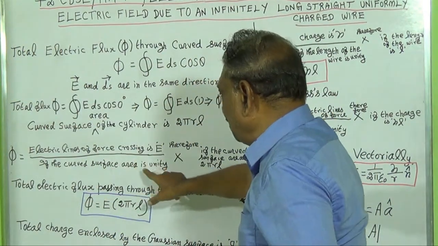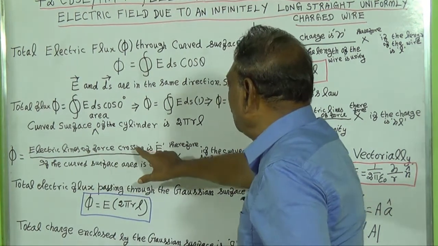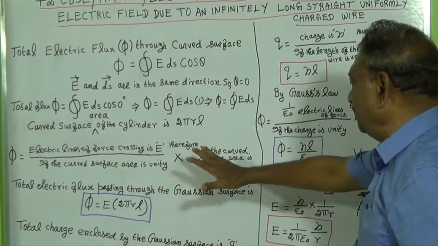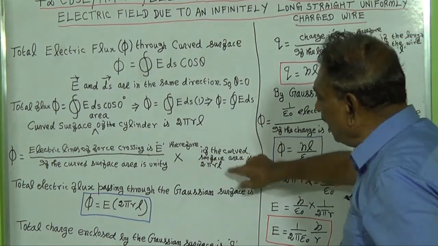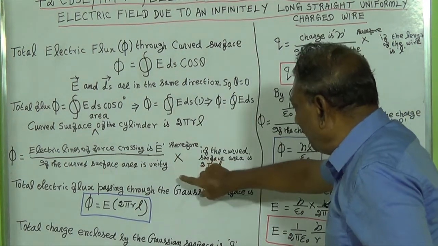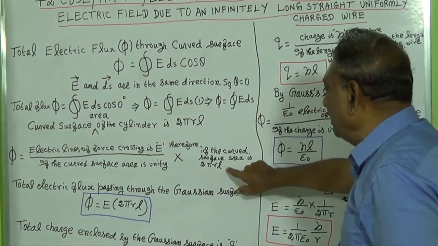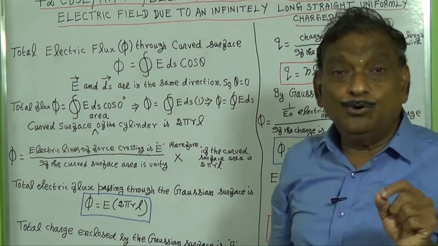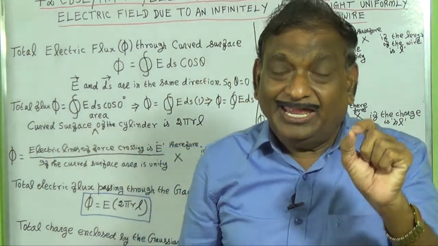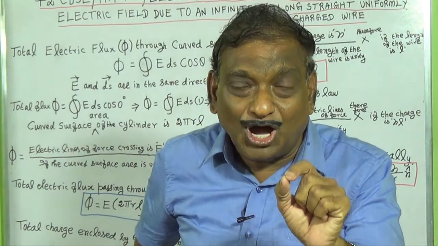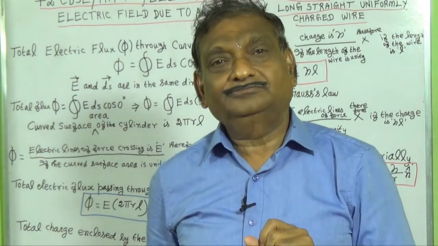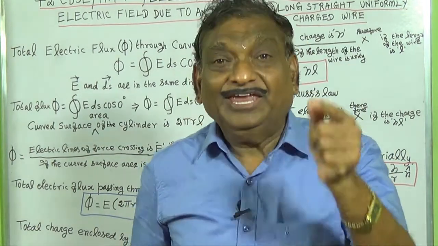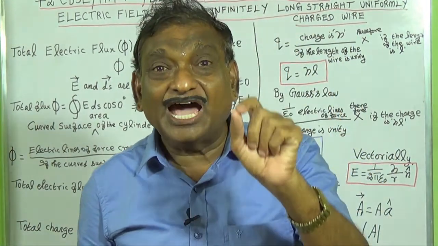If the curved surface area is unity, the electric lines of force crossing is capital E. But here the curved surface area is not unity. The curved surface area is 2 pi r L. So we are multiplying this by 2 pi r L, thereby we will get E 2 pi r L. Now we have calculated the electric flux in terms of area. Next, we have to calculate the electric flux phi in terms of charge.